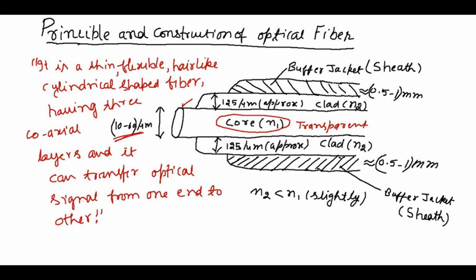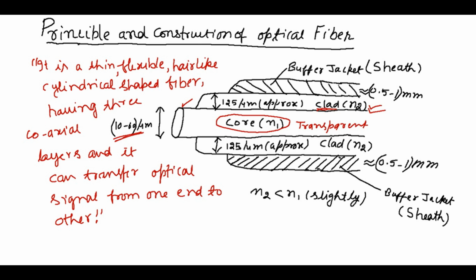This is surrounded by another layer. This layer has approximately 125 micrometer thickness on each side of the core. This layer is called clad. It is also transparent, and I will use the symbol n2 for the refractive index of this layer, which is called clad.